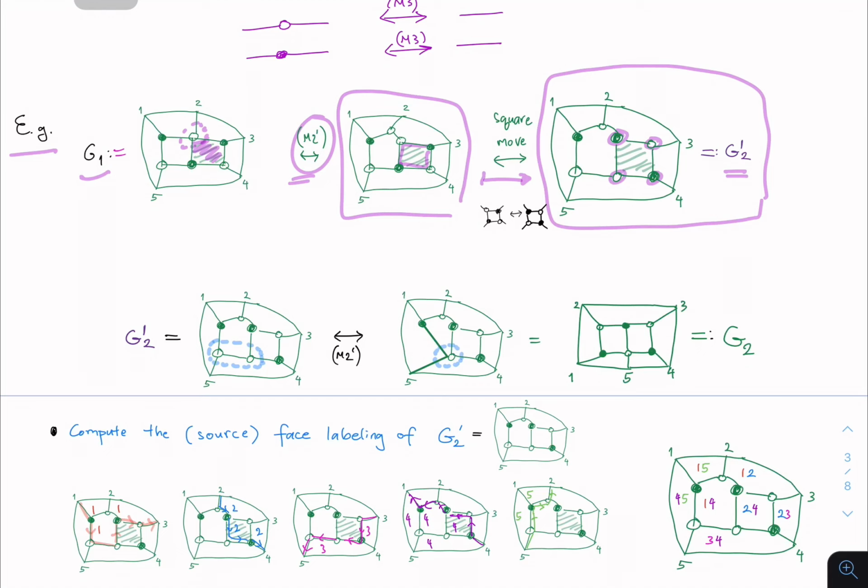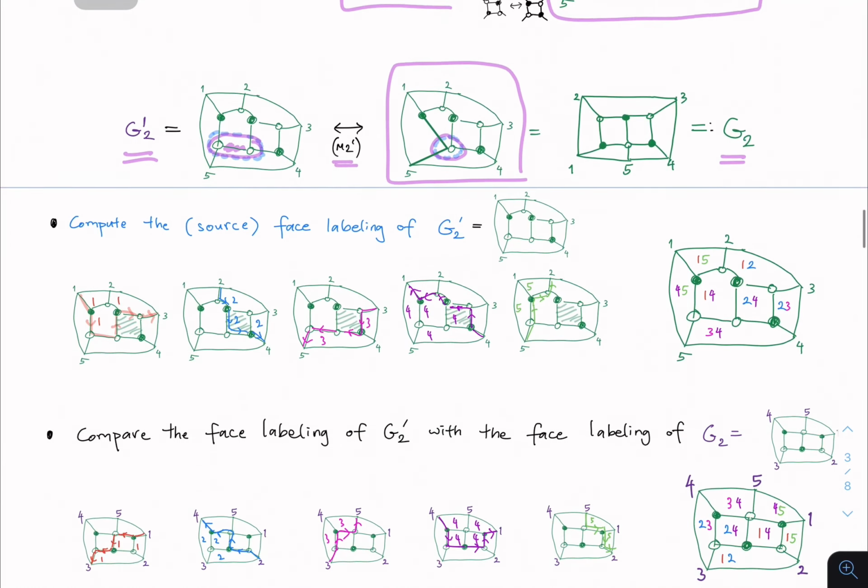And for the sake of example, I redraw G2 prime here at the bottom, and now I will apply M2 prime, where I take these 2 adjacent vertices of the same color and remove this edge between them, so I get just one vertex, and this is my new graph. And I'm calling it G2 because this was the same G2 that I have been drawing.